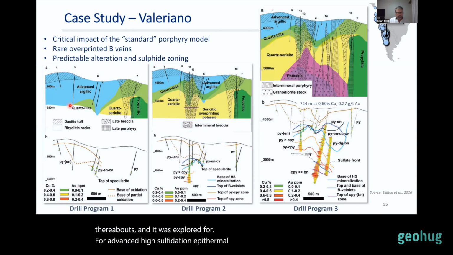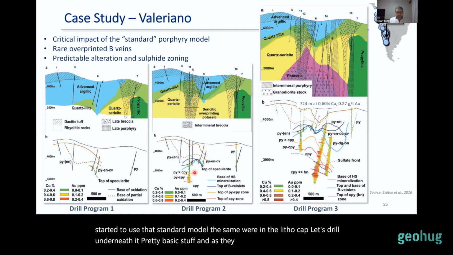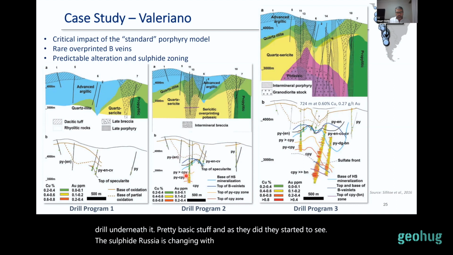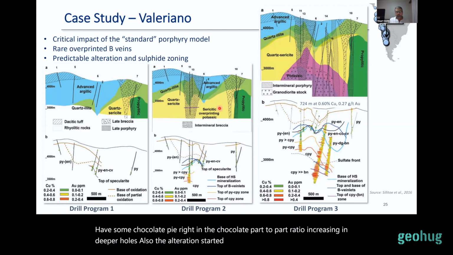But people used that standard model to say, we're in the lithocap, let's drill underneath it, pretty basic stuff. And as they did, they started to see the sulfide ratios changing with the occurrence of some chalcopyrite, and the chalcopyrite to pyrite ratio increasing in deeper holes. Also, the alteration started to change, and they started to see sericite alteration rather than the advanced argillic alteration, and critically, sericitic alteration overprinting early B veins.